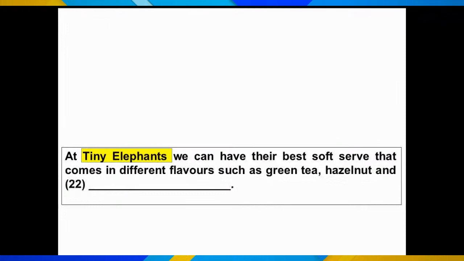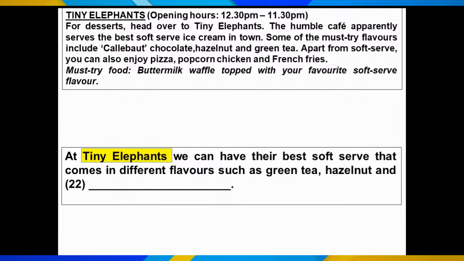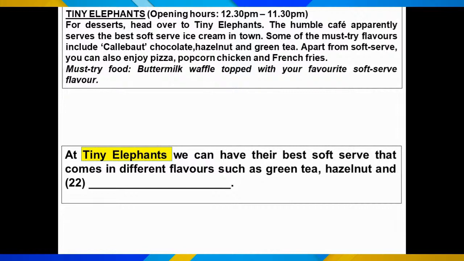So I'm going to read it out for you. Tiny elephants, opening hours 12:30 p.m. to 11:30 p.m. For desserts, head over to tiny elephants. The humble kitty apparently serves the best soft serve ice cream in town. Some of the must-try flavors include calabot chocolate, hazelnut, and green tea. Apart from soft serve, you can also enjoy pizza, popcorn, chicken, and french fries. Must-try food, buttermilk waffle, topped with your favorite soft serve. Is there any word that you are not sure? Perhaps the word head over?